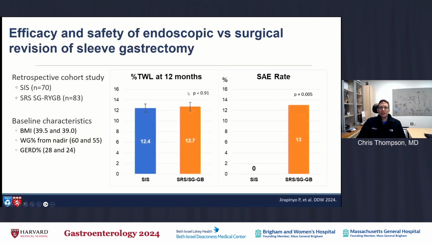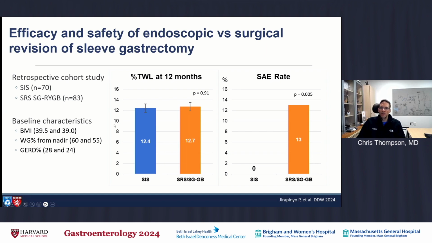We now have a series from our hospital alone. Dr. Giarpino was lead author on this, and it's a retrospective cohort study comparing our endoscopic sleeve patients, 70 of them, to the surgical revision of sleeve gastrectomy patients. So in this they're combining both the patients that are re-sleeve as well as a conversion to gastric bypass. And there were 83 patients, just head-to-head.